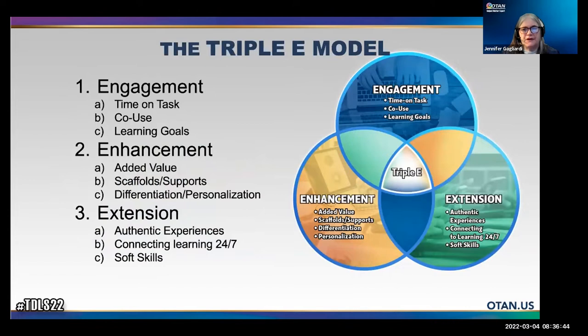So here we have the EEE framework Venn diagram. We're focusing on three big areas: engagement, enhancement, and extension. We're taking all these into account, and we're trying to get to the sweet spot, the integration of technology in our classrooms and our activities. Let's talk about engagement first. We're focusing on time on task. Is the technology helping us to focus on that task? We're talking about co-use. Are students using the technology together? And is technology helping them achieve their learning goals?